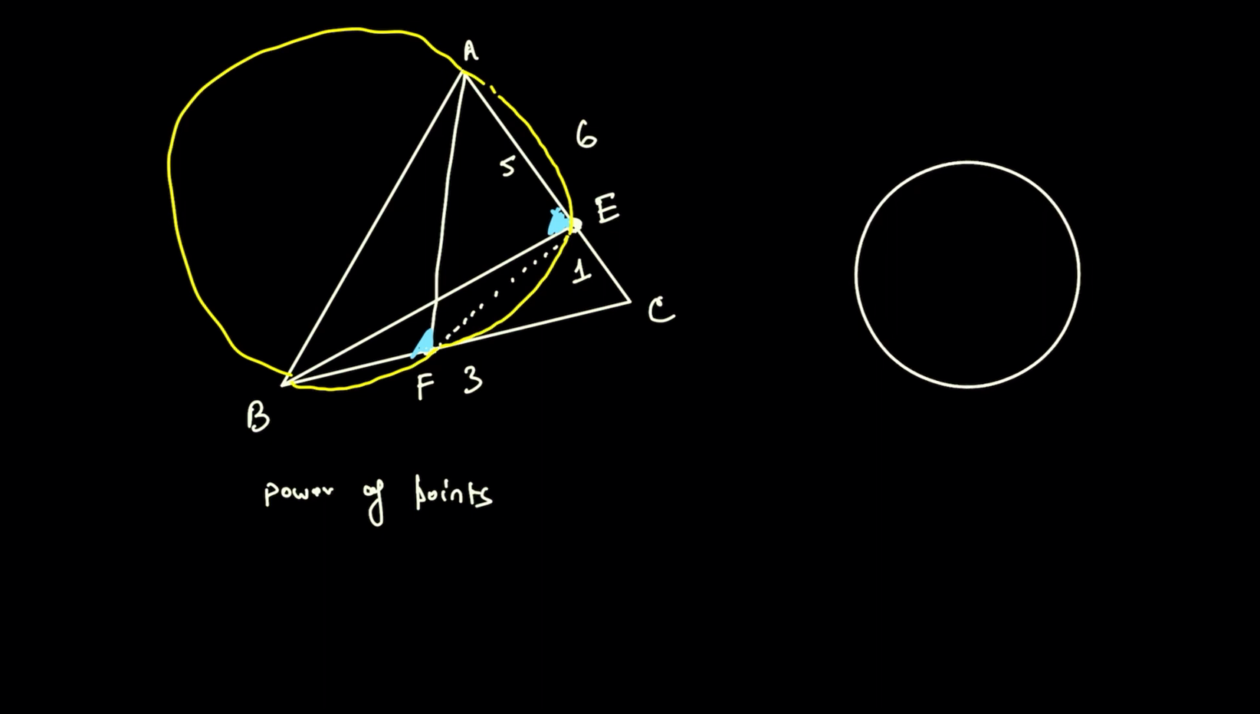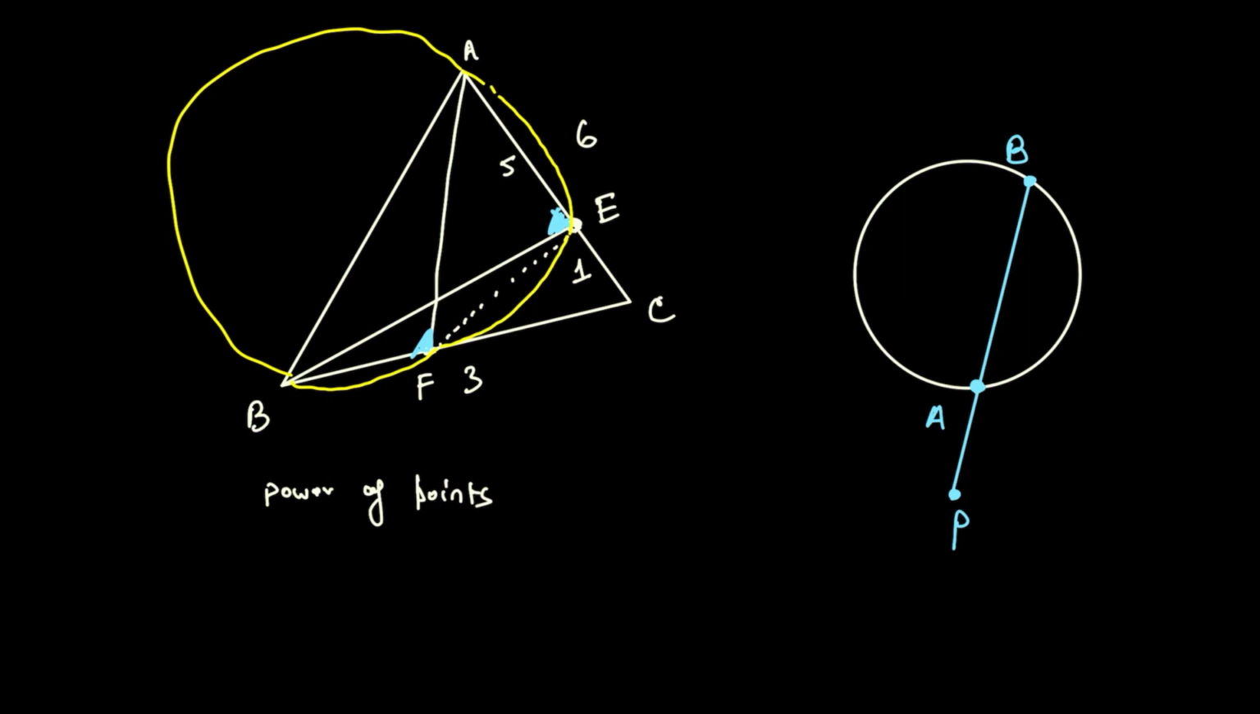Suppose you have a circle and you have a point outside the circle. It could be done for points inside the circle as well. But suppose you have a point outside the circle. Then the power of the point P can be calculated like this. You draw a line that starts at P and cuts the circle at 2 points. Suppose this point is A, this point is B.